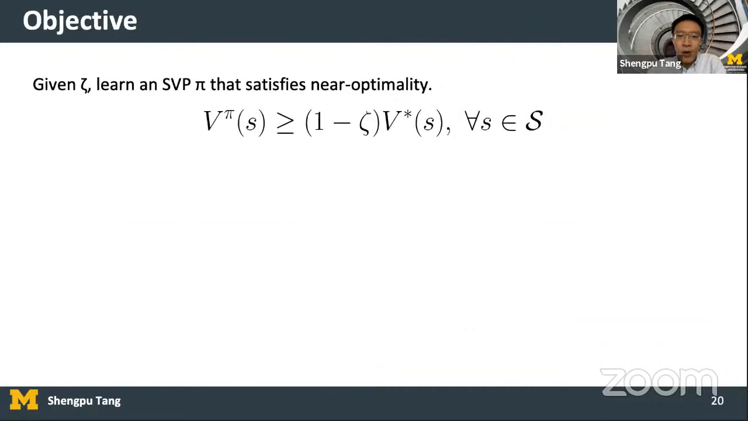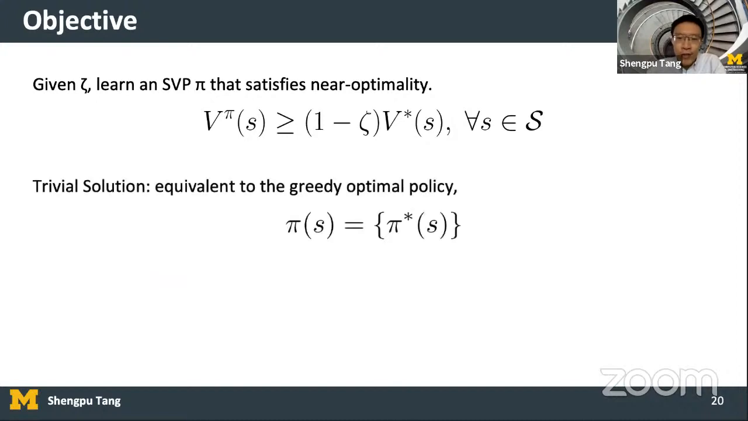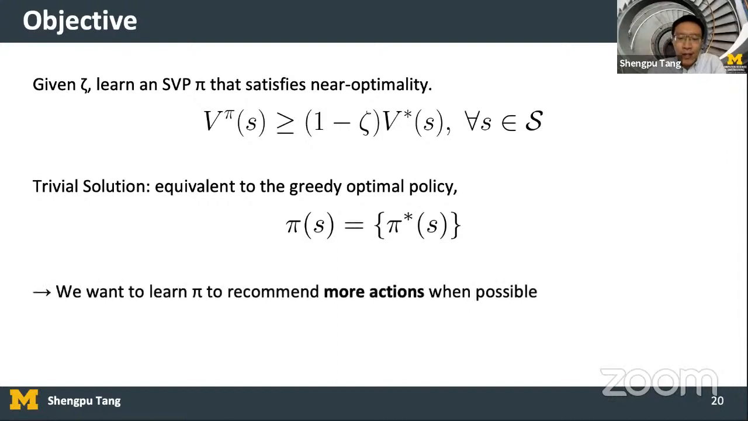Given zeta, our goal is to learn a set value policy that satisfies near optimality. There's a trivial solution, however, where for each state, we only recommend the optimal action. This policy satisfies the constraint, but this is not very useful and doesn't add anything to standard RL. Remember, our goal is to identify near equivalent actions and provide choices when possible.